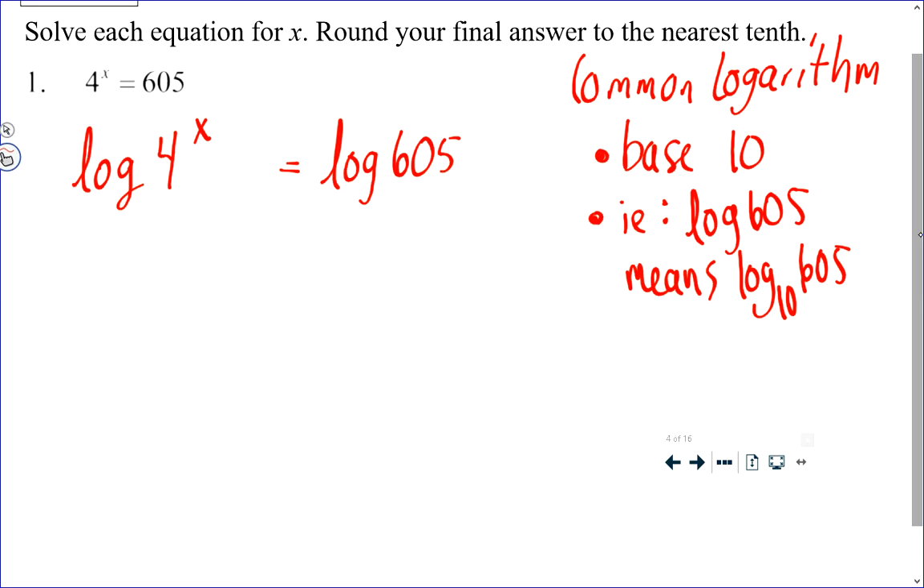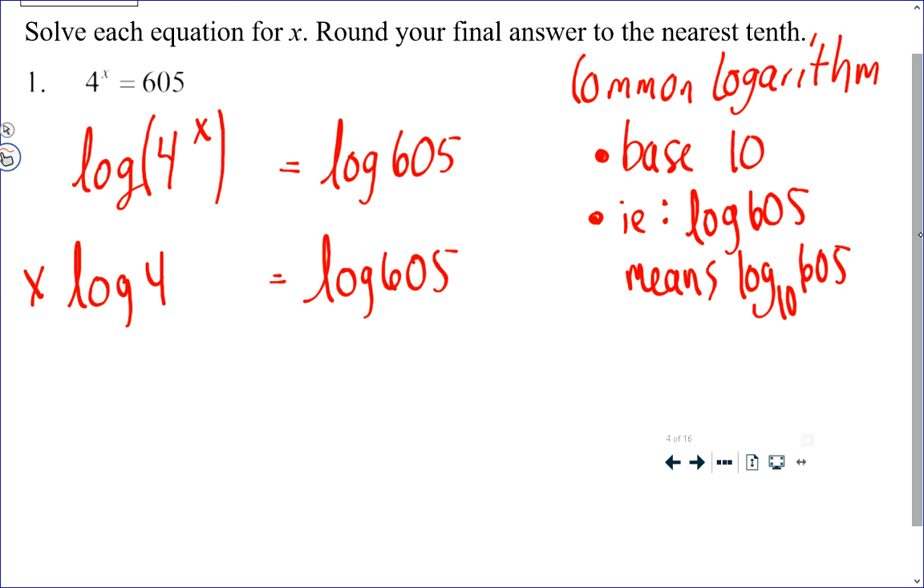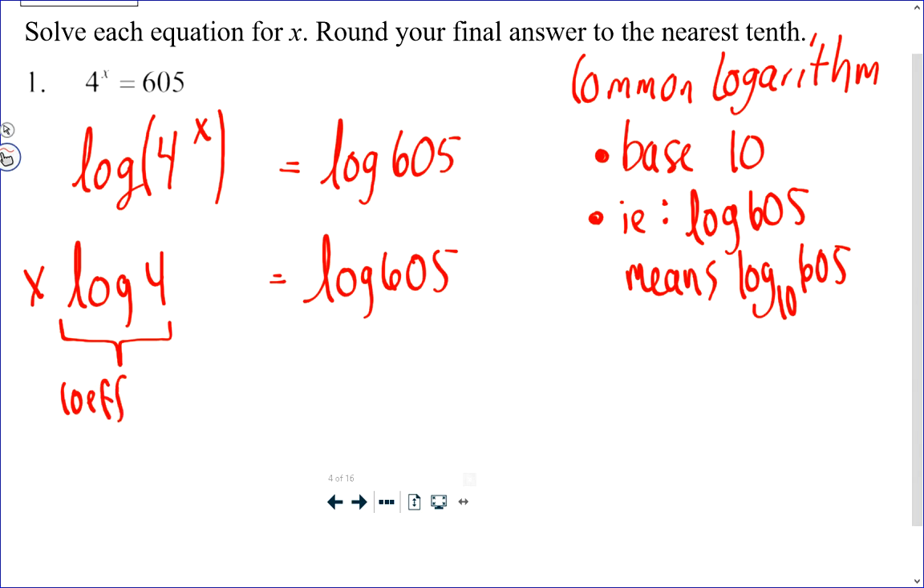How does this help us? It helps us because the power rule says the logarithm of a power is equal to the exponent times the logarithm of the base. So the logarithm, it's a base 10 logarithm, but it doesn't matter what base it is. The logarithm of 4 to the x is the same as x multiplied by the logarithm of 4. That's our power rule. Now the thing you need to understand is that log of 4 is a number. In other words, everybody, it is a coefficient of x.